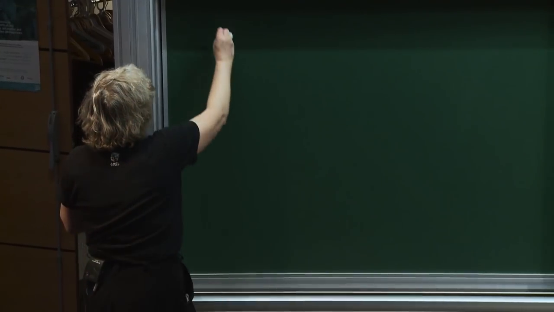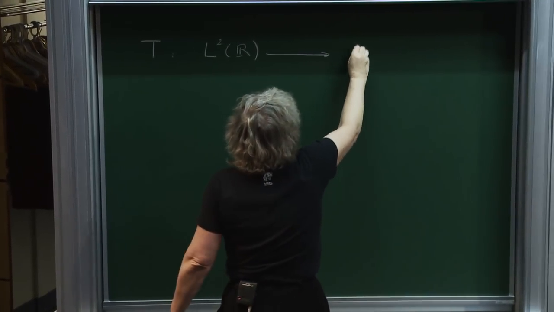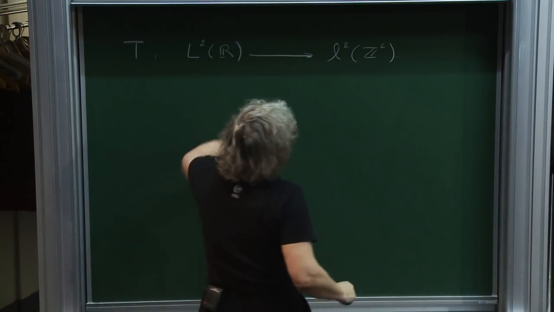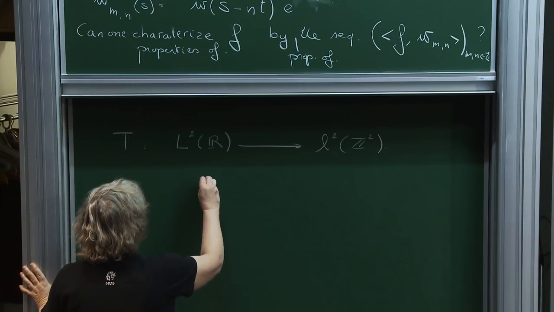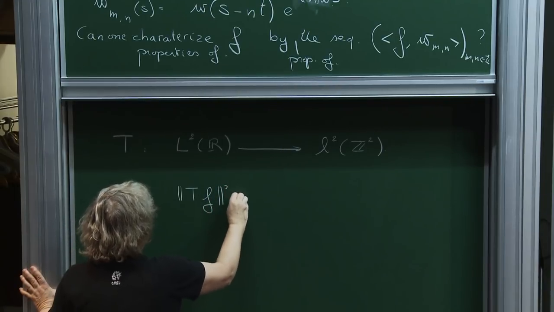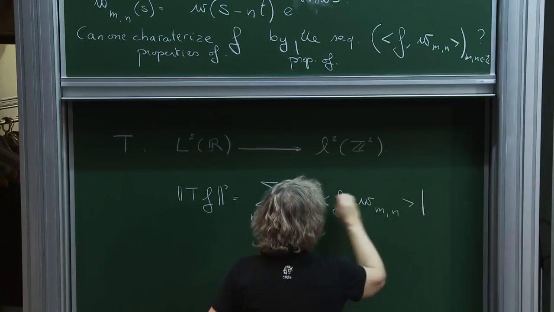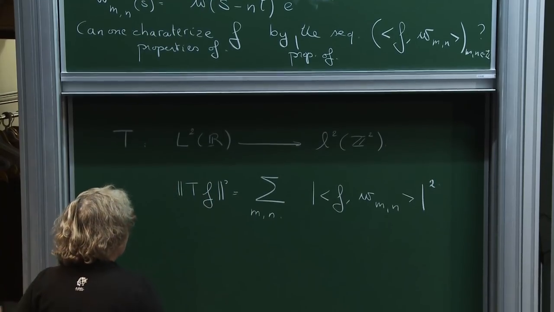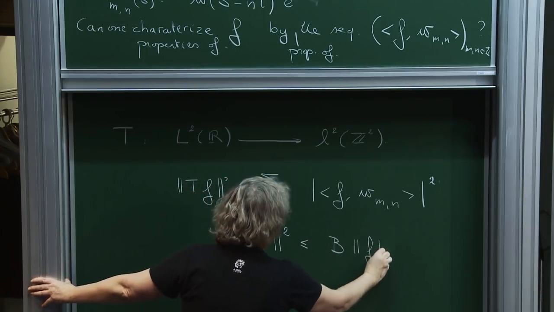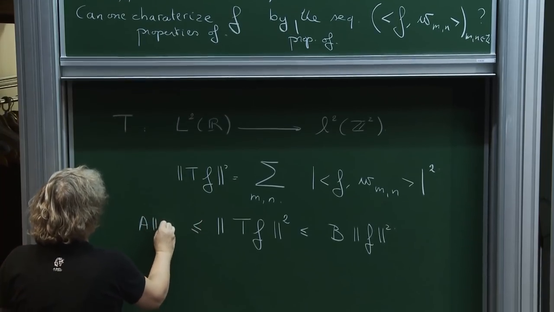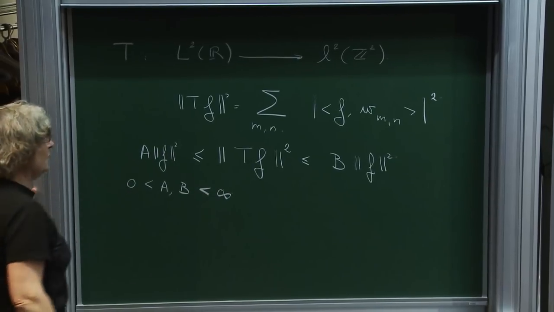Now, mathematically, what are you doing? You're mapping L2 of R to, it turns out, L2 of Z2. So you make a square summable sequence over its two labels. And what you find is that T f squared, which is just the sum over m and n of these inner products, typically satisfies the property that, if you have a good frame, you sandwich your original norm both above and below.